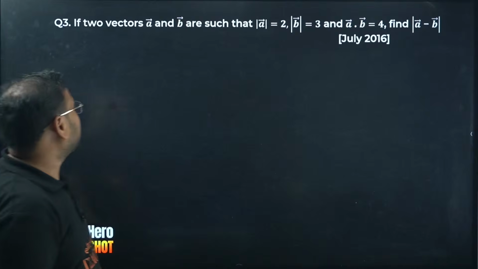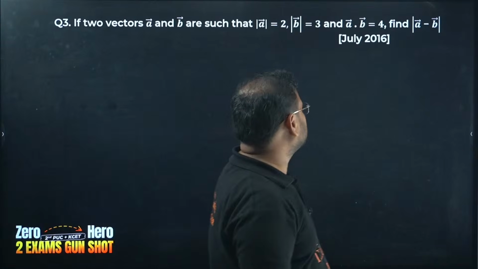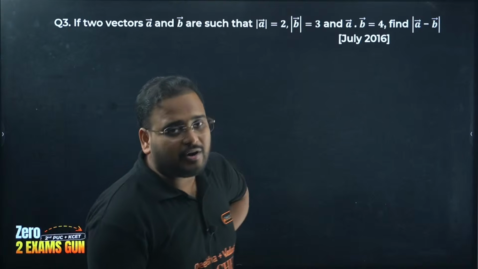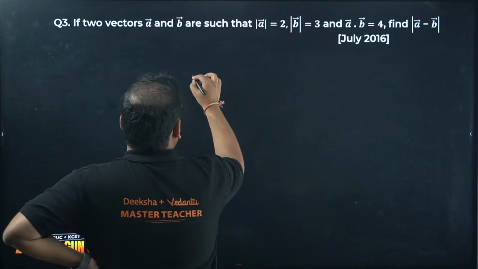Question 3. If two vectors are A and B such that mod A is 2 and mod B is 3, A dot B is given as 4. Find the value of mod of A minus B. Start from here.